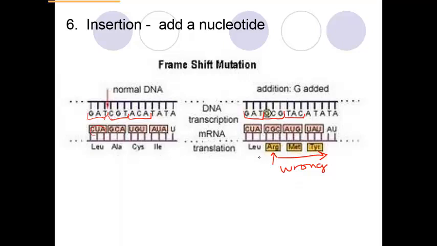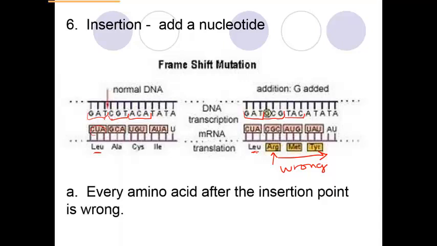Now before the mistake, this leucine amino acid is still the same in the bad one. So wherever the mistake is, everything before that is okay, but everything after that is going to have some major mistakes. So you notice every amino acid after the point of insertion is wrong. So the more mistakes in amino acids you have, the more that protein doesn't function properly.